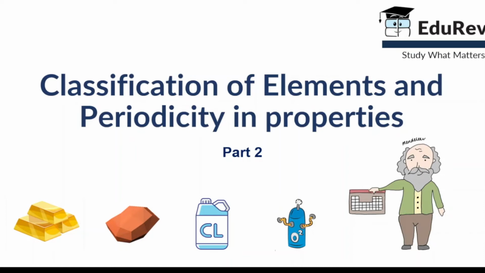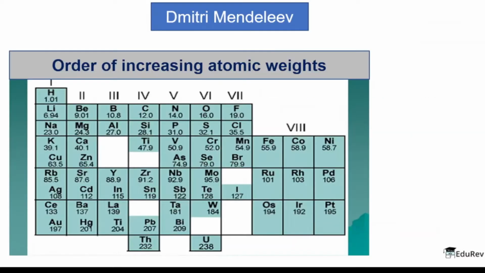Hi everyone. In the last video, we talked about why we even need classification of elements and also spoke about various attempts that were made to do so and why they were rejected. In the end, we spoke about the Mendeleev periodic table and how it was very famous at its time because it was able to classify a large number of elements and also able to predict the existence and the properties of various undiscovered elements.